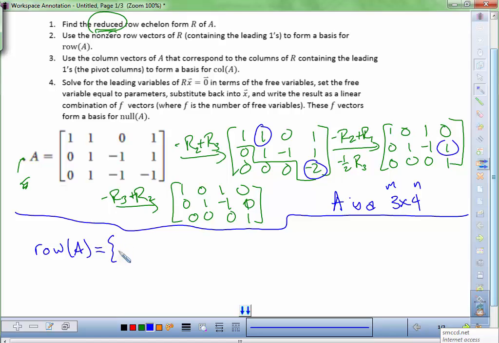So my row space can be the span of 3 vectors in R4. The 3 vectors in R4 are just all the non-zero rows that I have. So 1, 0, 1, 0; 0, 1, -1, 0; 0, 0, 0, 1.